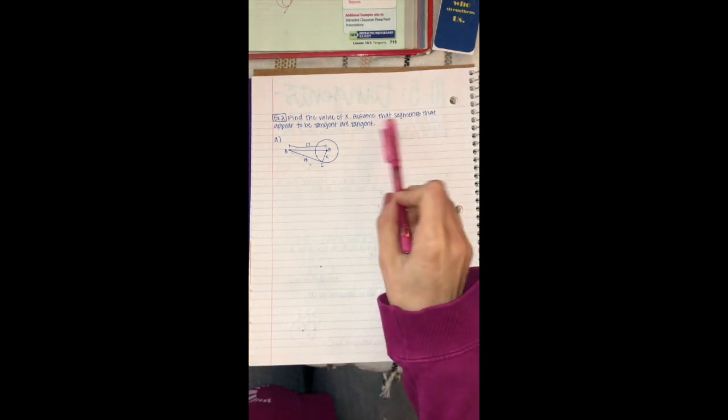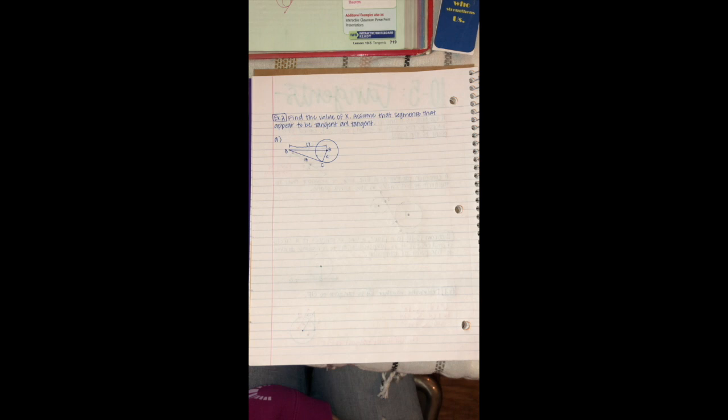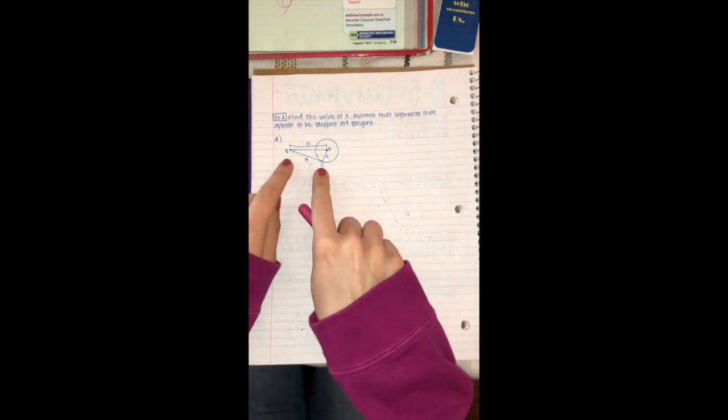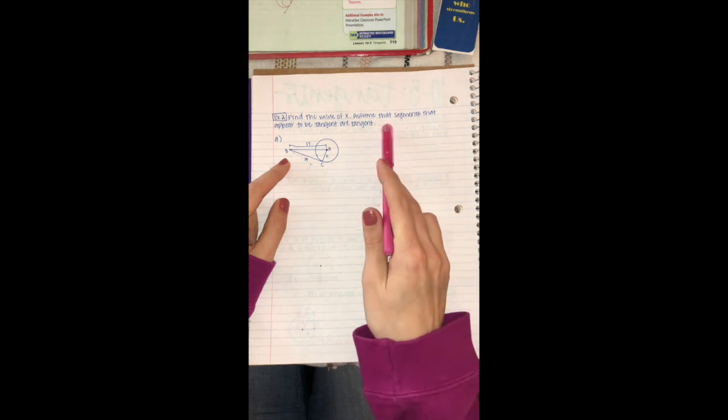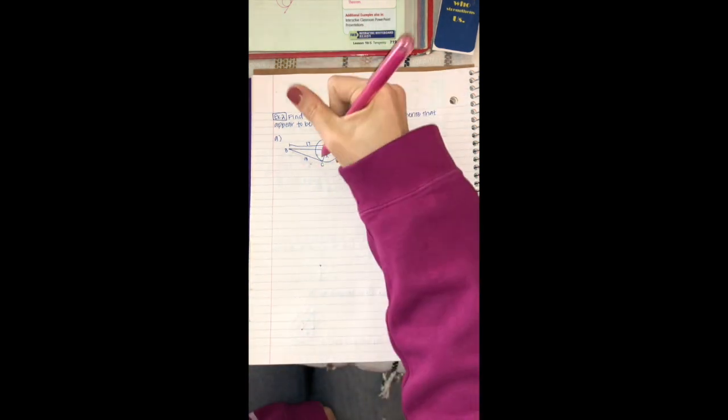Okay, for our second example, we have the find the value of x, and the instructions are going to tell you every time to assume that the segments that appear to be tangent are tangent. So what that means is that BC is actually tangent, whether we are assuming it or not. It's telling us to assume it, so it's tangent. What that then tells us is that this is a right angle, and so we're just solving for a missing side of a right triangle.